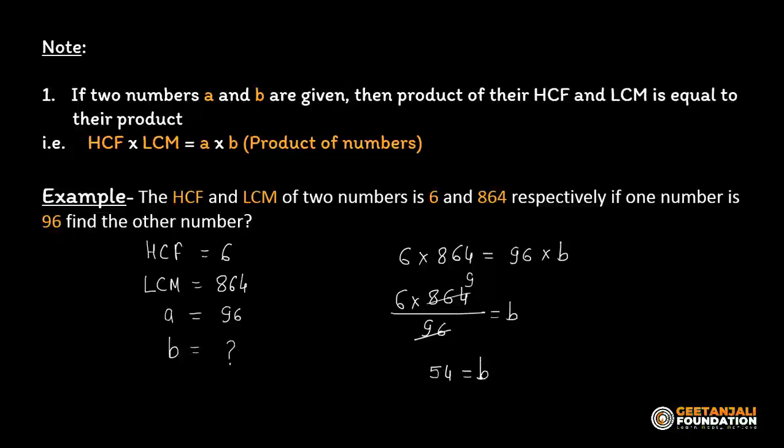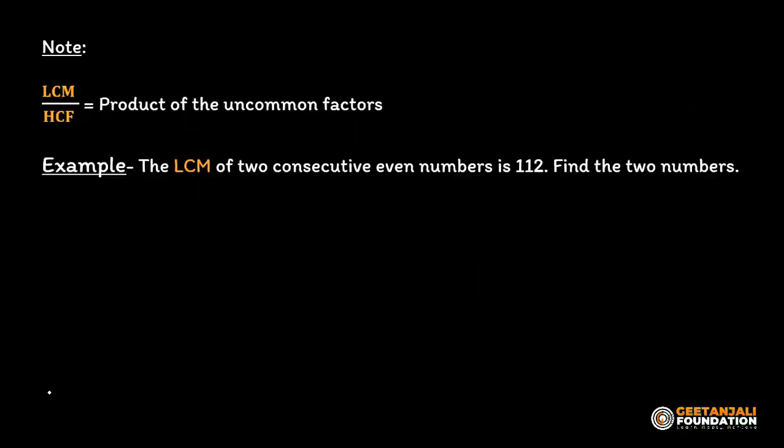The other number is 54. So by using this property, HCF into LCM equals A into B, the product of the numbers, you can find the other number. Now the second part: LCM divided by HCF is equal to the product of the uncommon factors. So let's take a case where we can use this property.